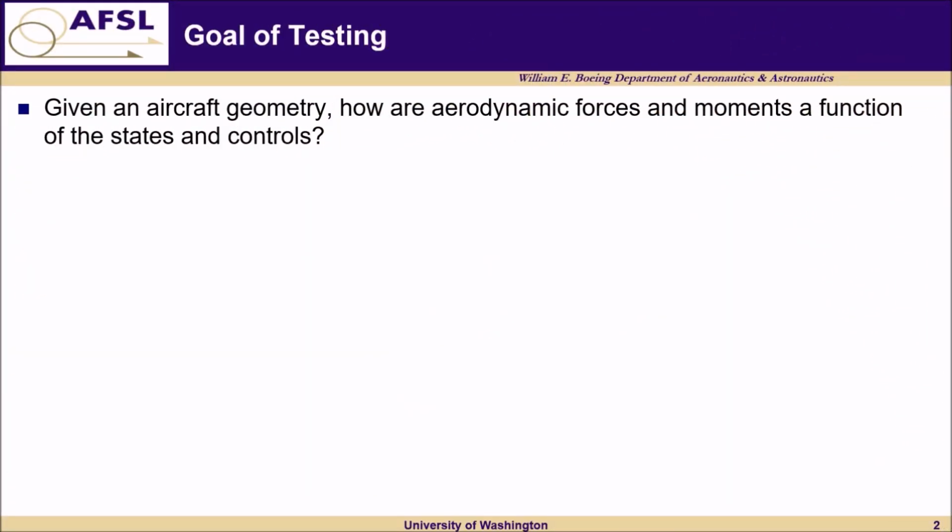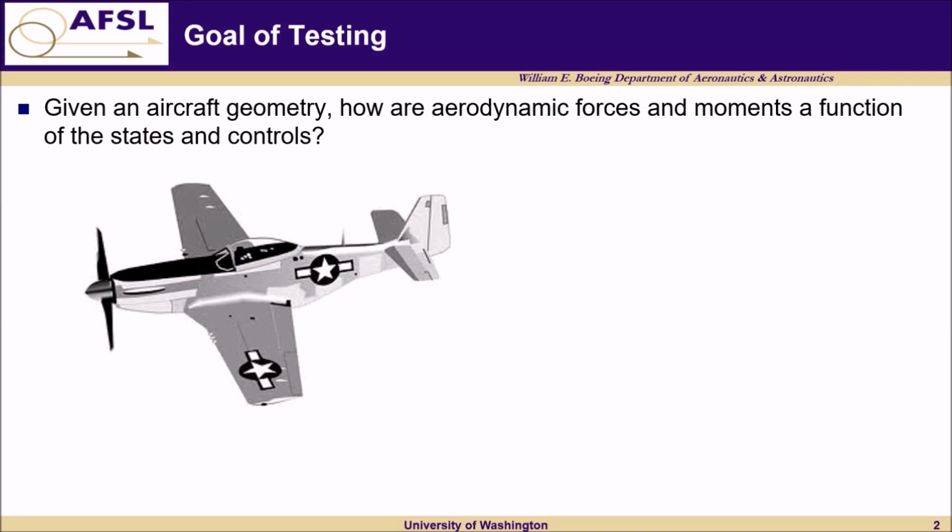So at a high level, the primary goal of conducting a wind tunnel test is to try and understand how a given aircraft will perform in different aerodynamic conditions. More specifically, if you're given an aircraft geometry, we'd like to characterize how the aerodynamic forces and aerodynamic moments are a function of the states and controls. So, for example, perhaps we would like to know how much lift is generated when the angle of attack is positive 2.5 degrees, the airspeed is 150 miles an hour, and the elevator is deflected by -1 degrees.